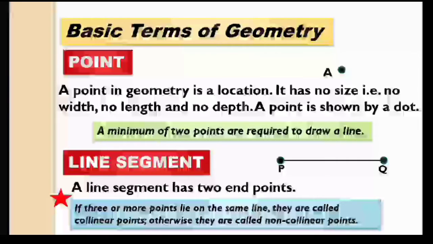Students, if three or more points lie on the same line, they are called collinear points. Otherwise, they are called non-collinear points. It means if A, B and C are 3 points lying on the same line, we will call them collinear points.